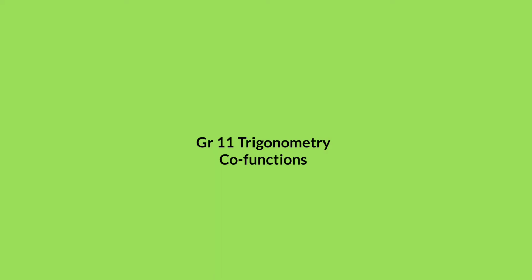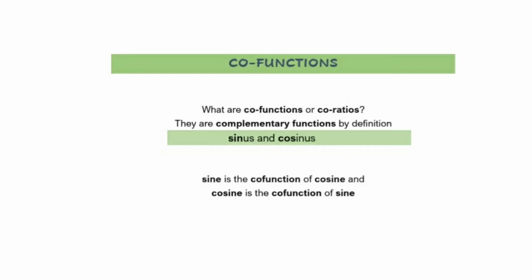This video will be on the topic of cofunctions. So what are cofunctions or co-ratios? Well, they are complementary functions by definition. If you look at the two words sinus and cosinus, the original Latin words, you will see that they both have the word sinus in, and the one just has the CO in front. That means that the sine is the cofunction of cosine, and cosine is the cofunction of sine, because for the one you add CO, for the other one you take it away.